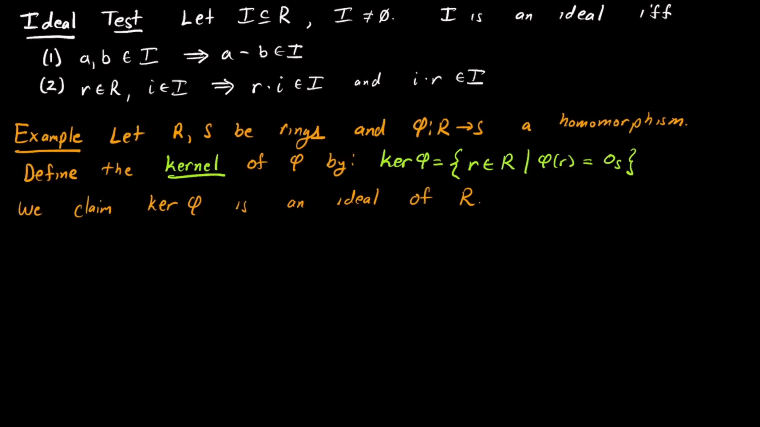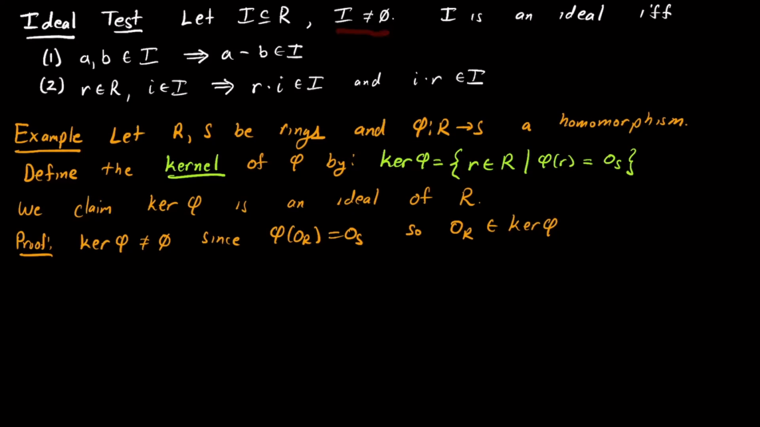Okay, so let's prove this. And how do I prove this? Well, the first thing I might know is that the kernel of phi is not empty, since I know that phi of 0 is equal to 0. That's one of our properties of homomorphisms. So 0 is always an element of the kernel. Remember, when I do my subring test, I need to check that the subset that I'm looking at is non-empty. Okay, so I know that the kernel of phi is not empty.